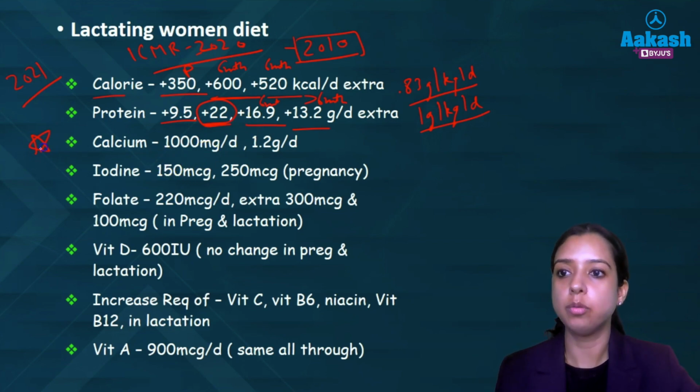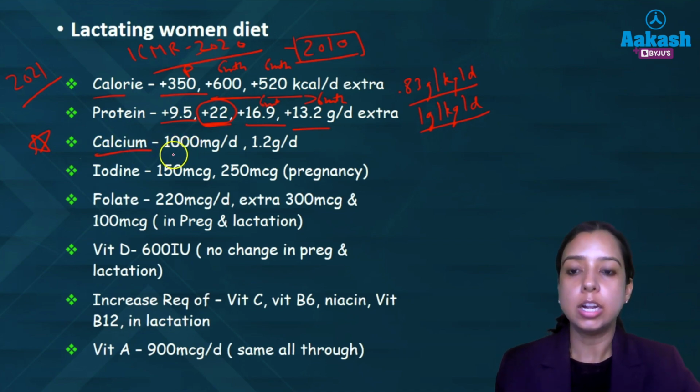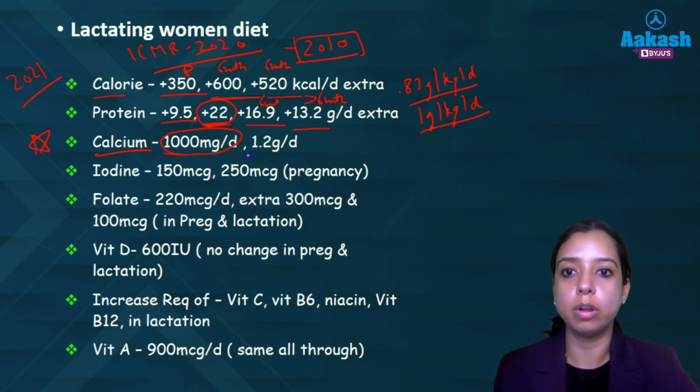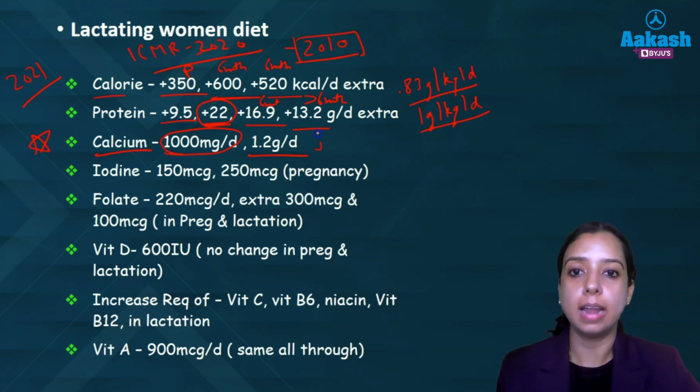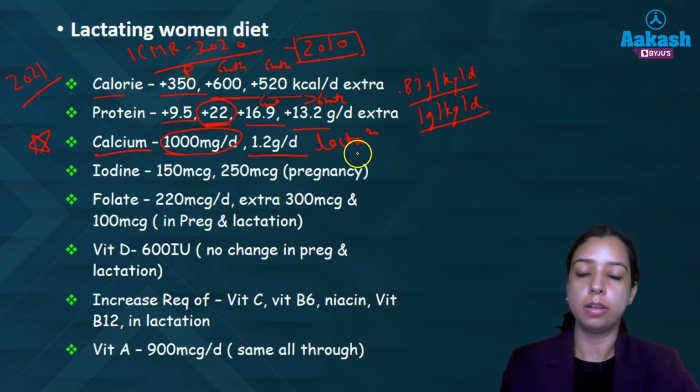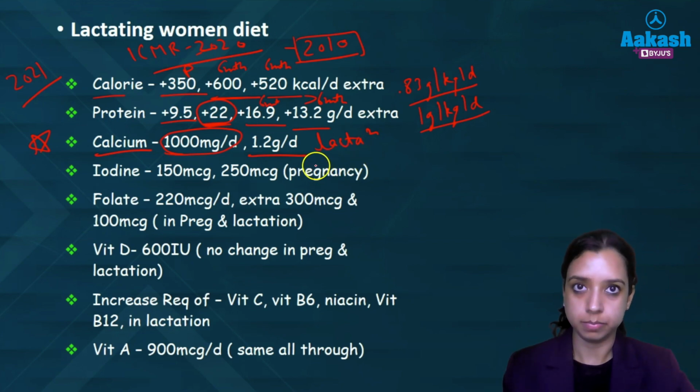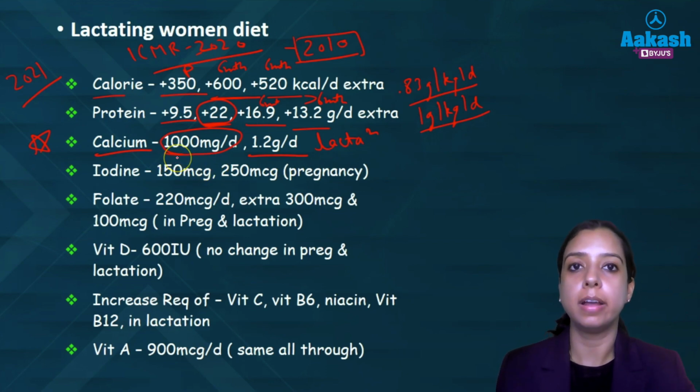Calcium. That was the question which was asked. Among the options given, calcium was the answer. Calcium supplement which is needed in everyone, be it pregnant or non-pregnant, is 1000 milligram a day. And it has to be increased to 1.2 gram a day in lactation. In lactation, a 200 milligram requirement is more. So they have to be supplemented with calcium. Okay, so calcium requirement is 1 gram per day for pregnant and non-pregnant both. In lactation, it is 1.2 grams.